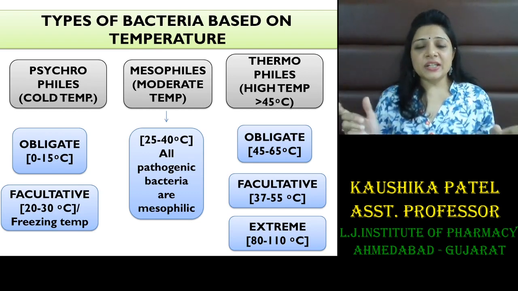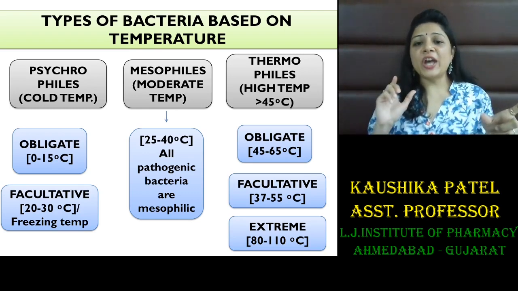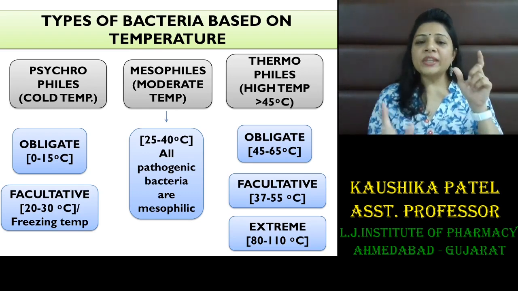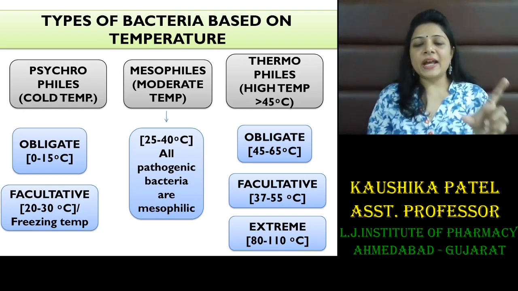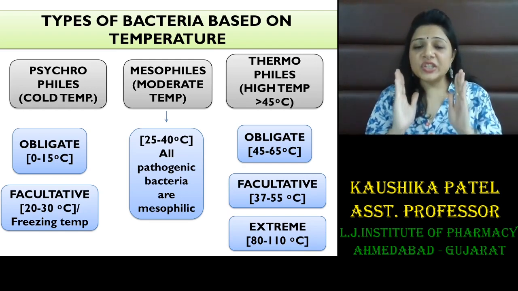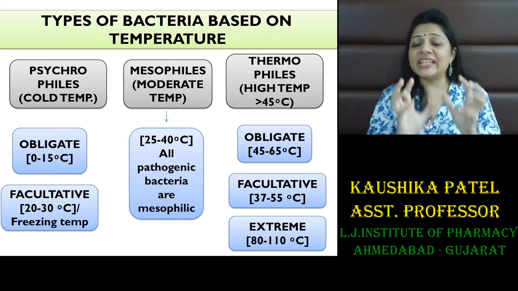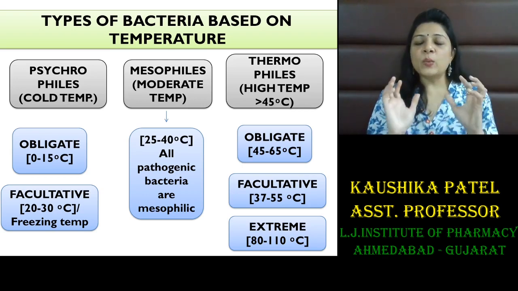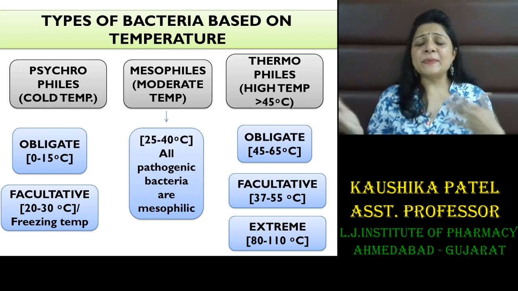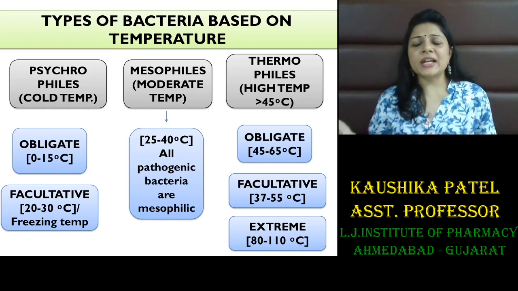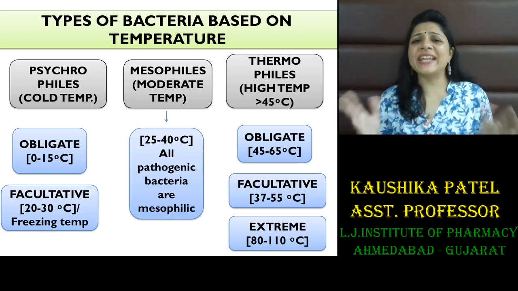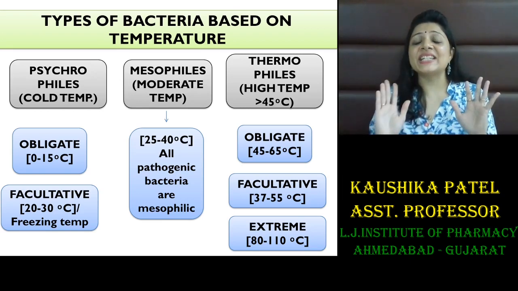Now, in each category, you have obligate and you have facultative. When obligate bacteria are there, they are very stringent and they grow only in those specific conditions. When you have facultative, flexibility is allowed. Plus or minus condition, if it's possible, if it's provided, they can survive.